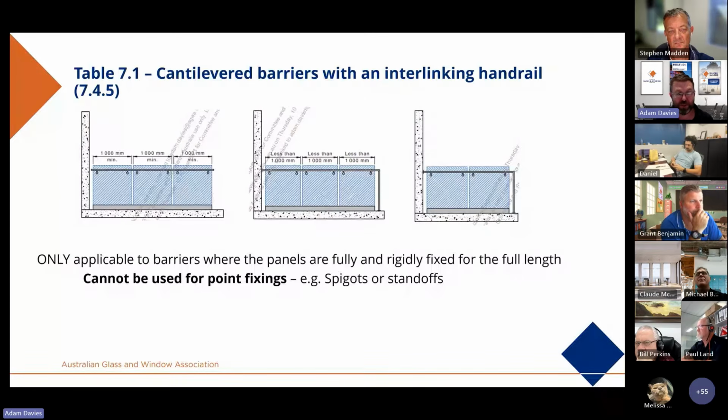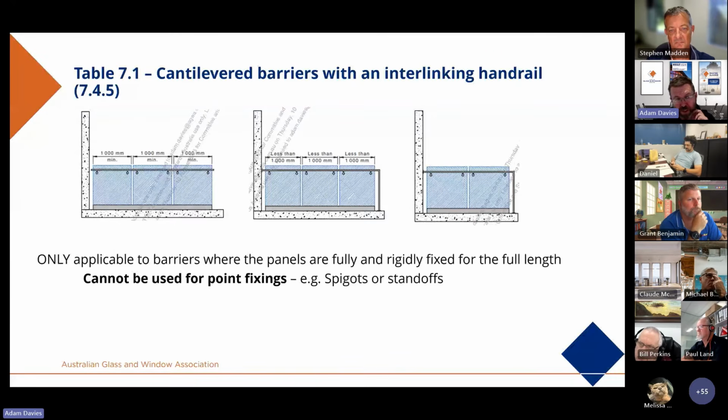And some proprietary channel systems that rely on clamping, that generally relies on discontinuous clamping, so that wouldn't conform to the requirement to be fully and rigidly fixed for the full length. So really this is only applicable to essentially a grouted channel and some other specific installation methodologies.